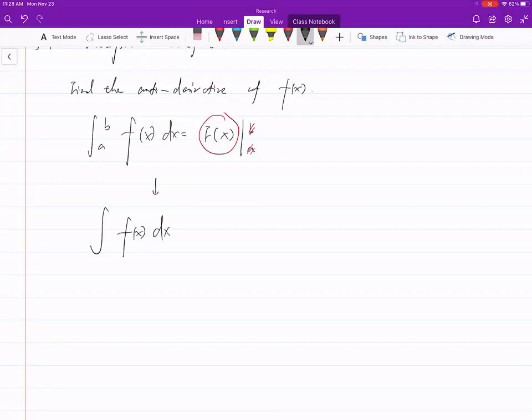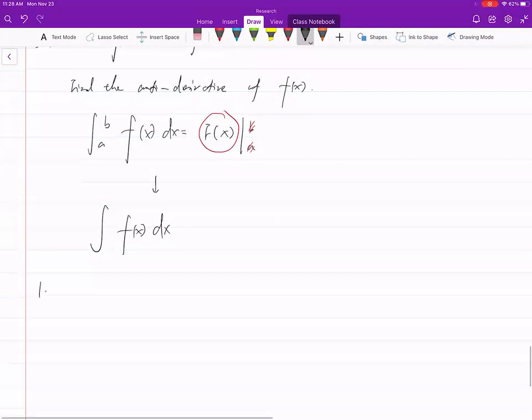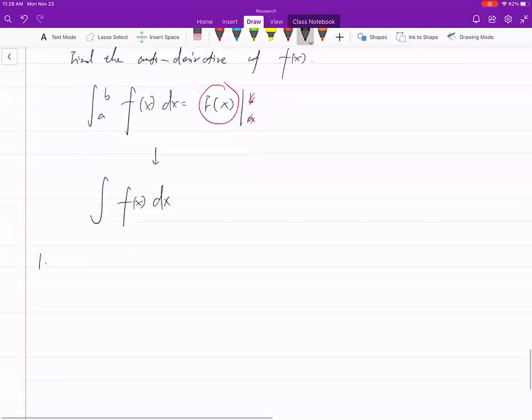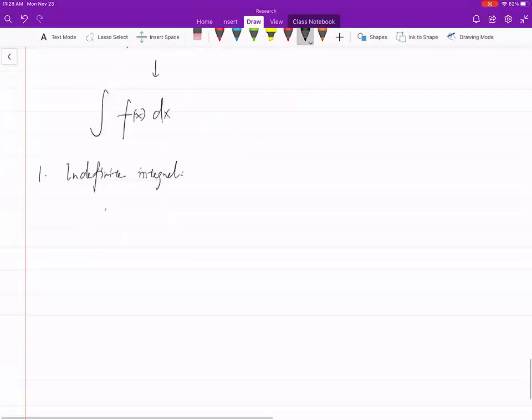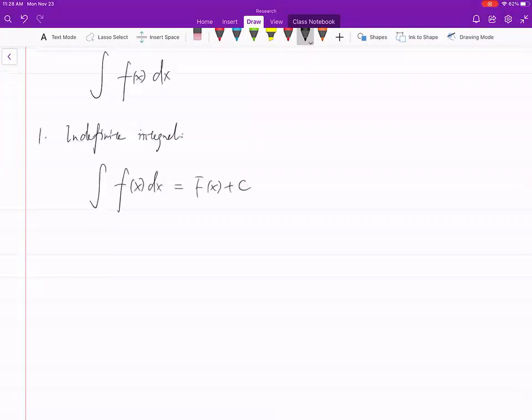What's good? Number one, it's not too bad of a notation. It's longer than f prime. But number two, in this way, you connect the antiderivative and the integration together. So that's why this is probably the best notation we can think of. Of course, we call this the definite integral. We definitely call this one the indefinite integral. The idea is quite simple. With a and b, it's going to be an area, a number. Without a and b, it's going to be the antiderivative.